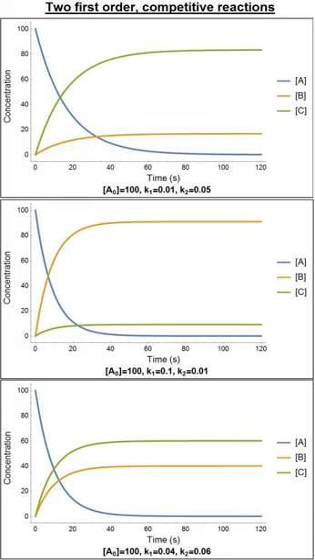One important relationship in this case is B/C = k_1/k_2, that is [B]/[C] = k_1/k_2.